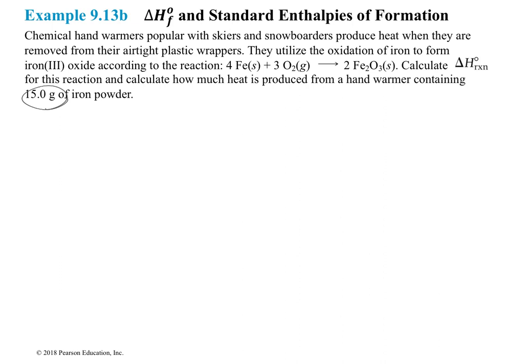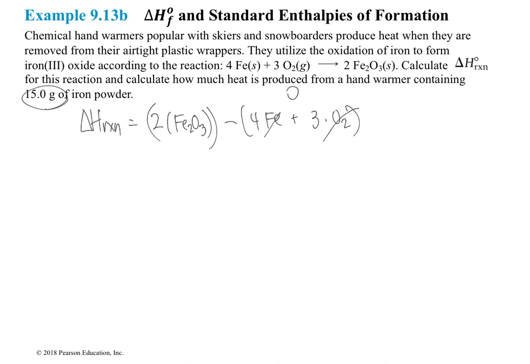So delta H of the reaction is products minus reactants. I have 2 times iron oxide as my products, minus my reactants, 4 times iron and 3 times oxygen. Now these are in their standard state, so they're both 0. This is actually the enthalpy of formation, or reaction, for enthalpy of formation.